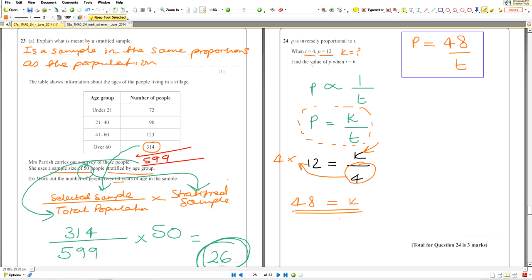Now it goes, find the value of P when T is equal to 6. So we now know that T is equal to 6. So we're going to take this value, T equals 6, and put it into there. So P is equal to 48 divided by 6. So P is equal to 8 is the answer for P, and that's the end of that question.